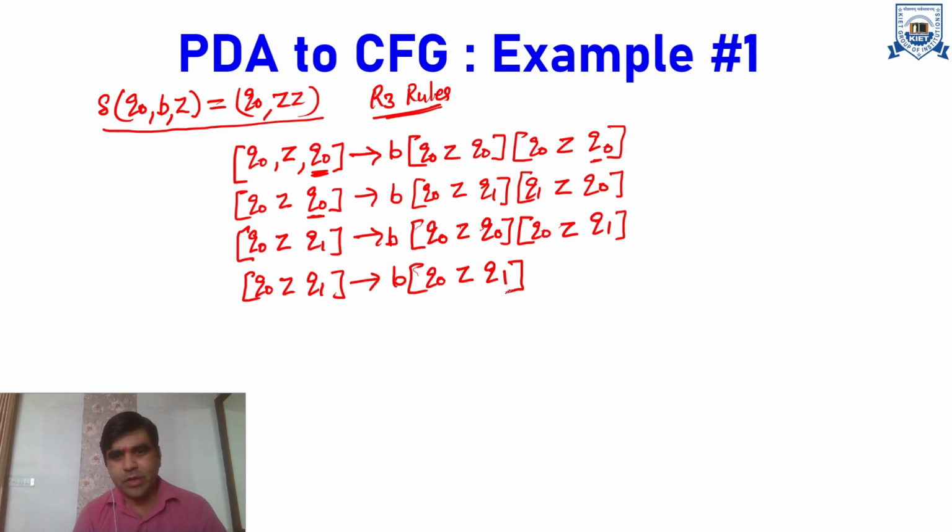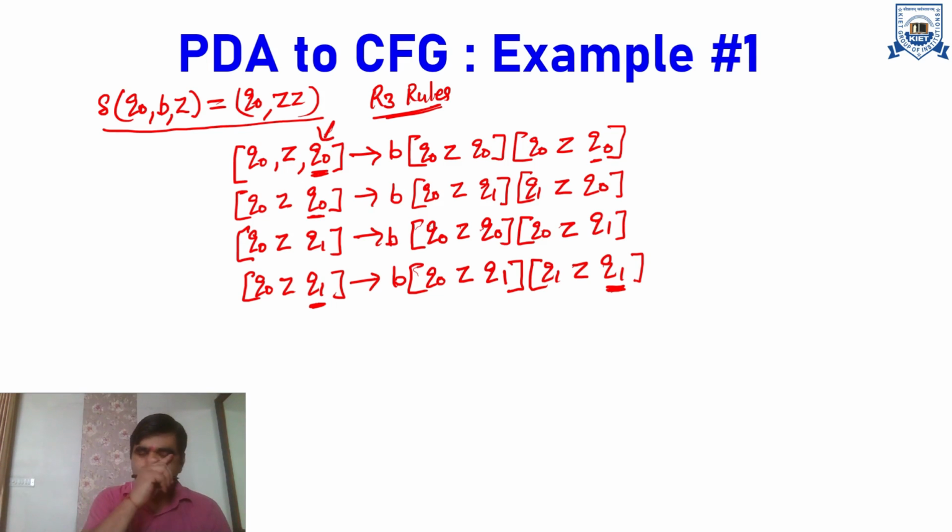Okay, and because we have ended with Q1, we'll start with Q1 and Z and then Q1 like this. See, this last symbol and this particular symbol are same, and this position will take all the values from the capital Q. Okay, so this is the case where we are not erasing a symbol from the pushdown automata stack, right?